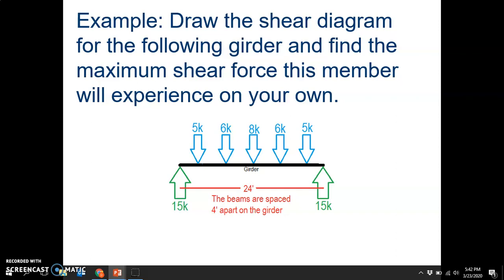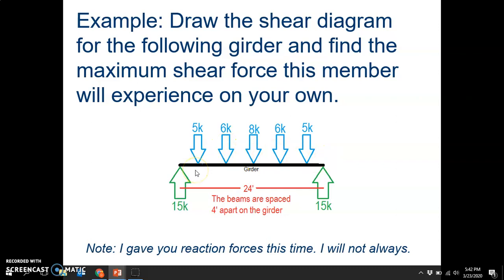Okay, let's do another example. I want you to draw the shear diagram for the following girder and find the maximum shear force this member will experience. So I have a 24-foot girder, and I have 5 kips going down, 6 kips going down, 8, 6, and 5 going down. Each of these are 4 feet apart, so 4, 8, 12, 16, 20, 24.